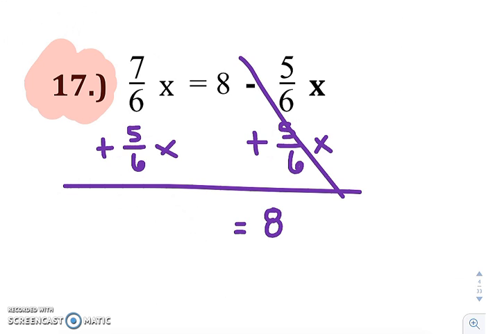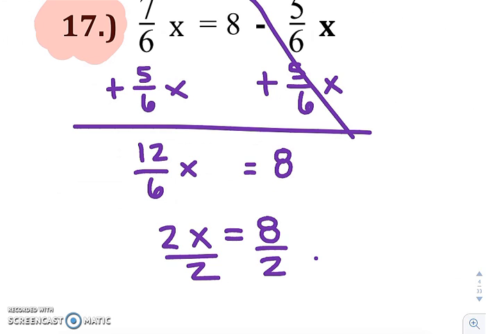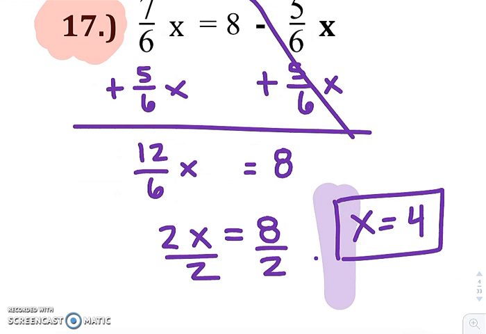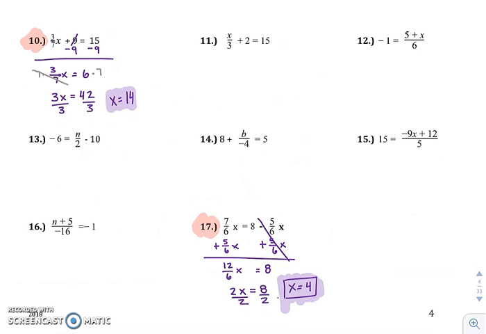When you add fractions, we still have sixths, like we're still working with sixths. But what is 7 plus 5? 12. So 12 over 6 really just leaves you with 2x equals 8. If you divide, x will be 4. So don't be afraid of the fractions. Just remember, what you do to one side, you must do to the other side. You have to keep it balanced and equal. And remember, if you don't get a whole number, you can plug it back in to check your work.